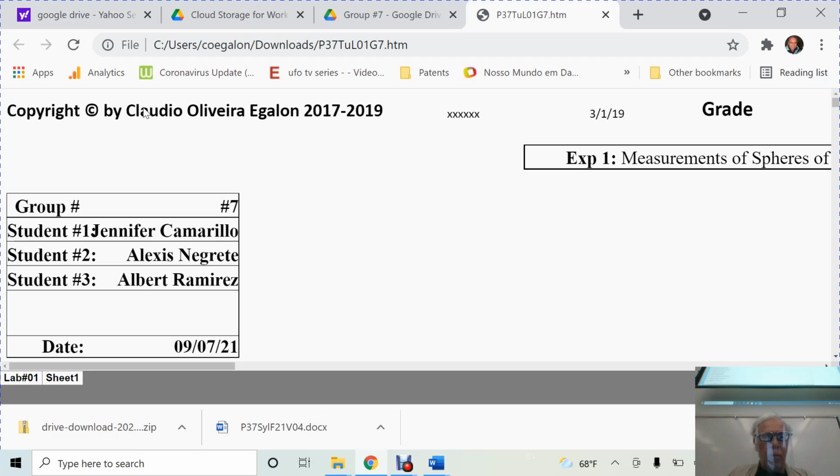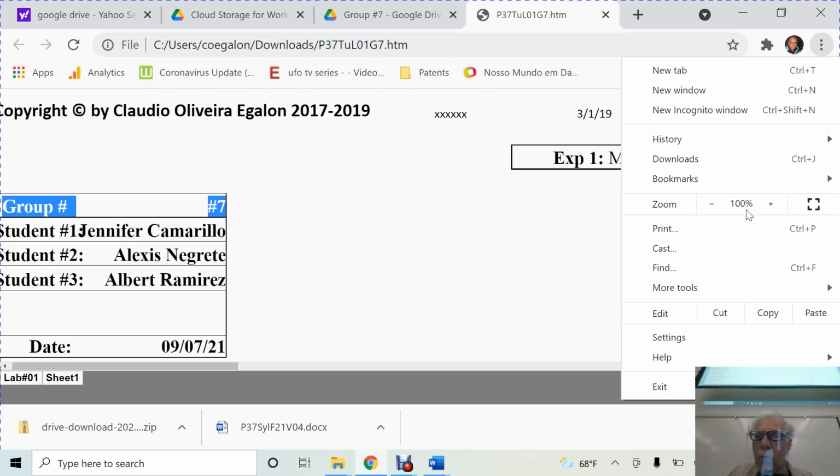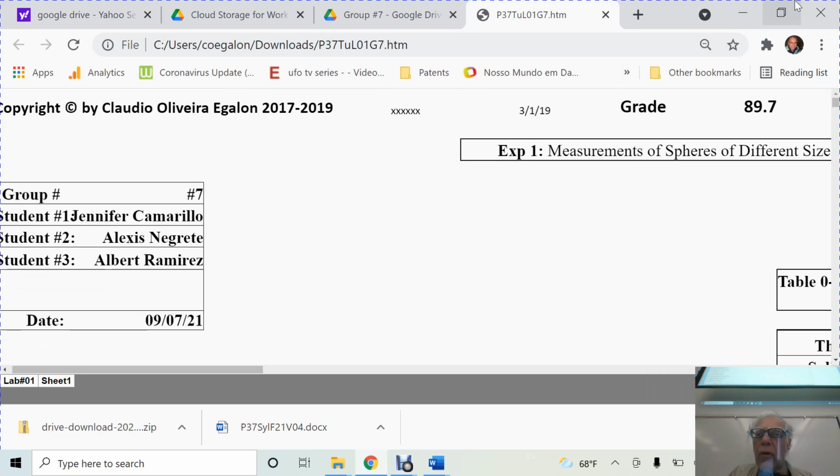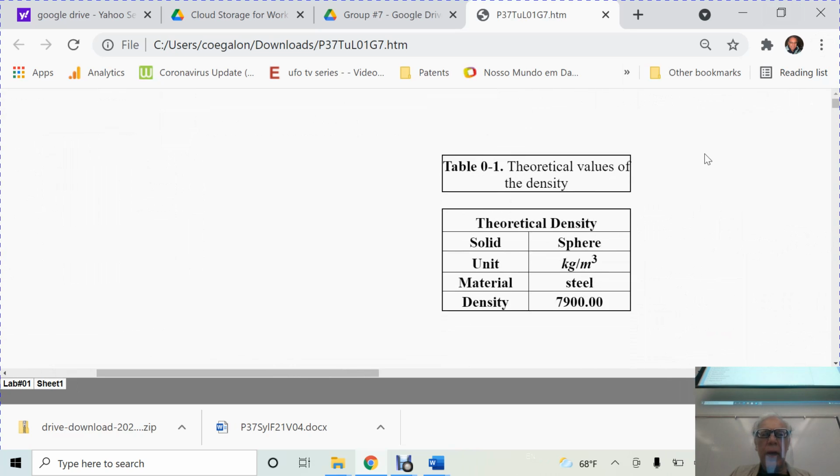I'm gonna zoom out. See Jennifer Camarillo, Alexis Nigret. Let's see here. For some reason I cannot zoom out. But the grade here is at the top. Let's see if I can do a view here. Zoom. Yep. It's not zooming. Oh yeah, it is zooming. Okay, here you go.